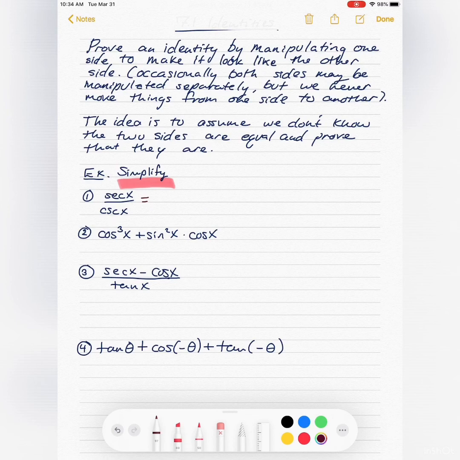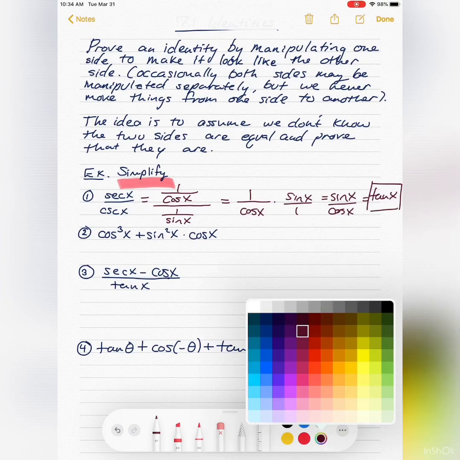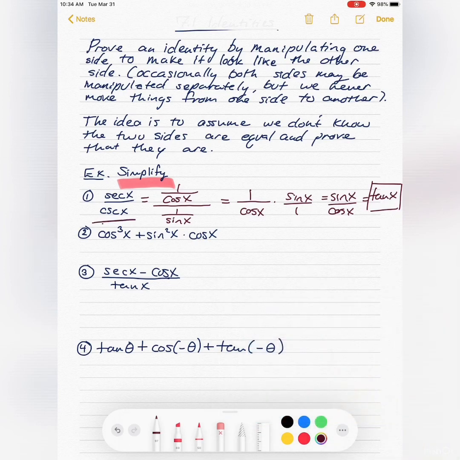So as soon as I see that, I think the first thing I would try is using the definition. So writing secant and cosecant in terms of cosine and sine. So then top fraction stays the same, bottom fraction flips. So this one turns out nice. Sine x over cosine x is just tangent x. So I was able to simplify that nicely. So first idea was, well, writing in terms of sine and cosine.